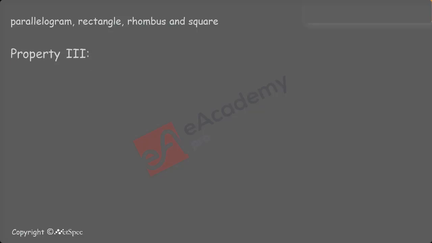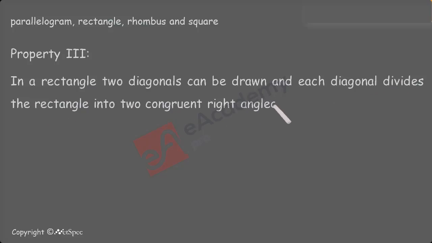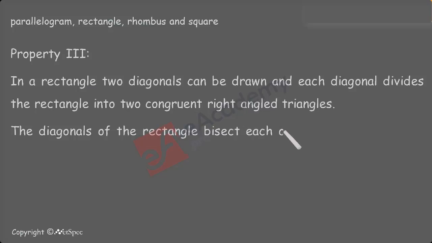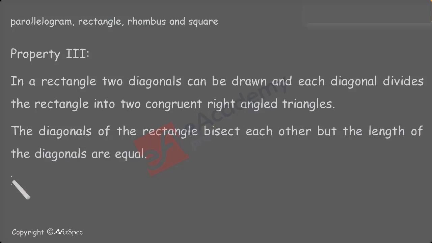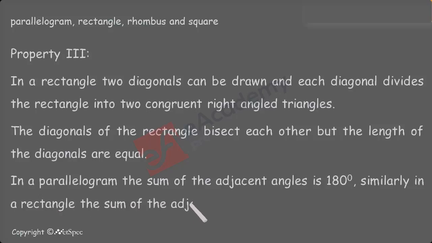The third property is, in a rectangle, two diagonals can be drawn and each diagonal divides the rectangle into two congruent right-angled triangles. Similar to a parallelogram, the diagonals of the rectangle bisect each other, but the length of the diagonals are not equal. In a parallelogram, the sum of the adjacent angles is 180 degrees. Similarly, in a rectangle, the sum of the adjacent angles is 180 degrees.